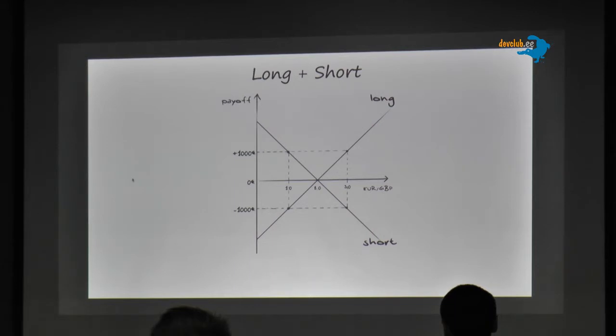Right, these are the two graphs combined. So essentially what happens is that if the exchange rate goes up, the long position will earn us 1,000 euros, but the short position will lose us 1,000 euros. So essentially we're here at zero, right?